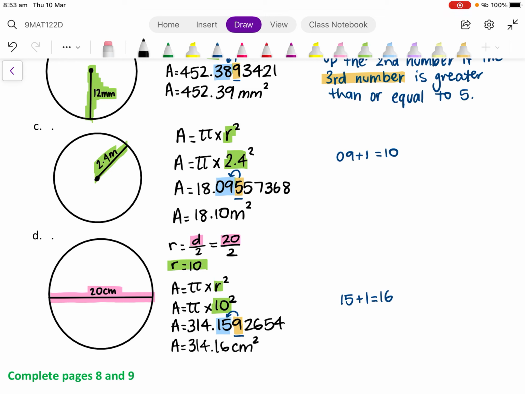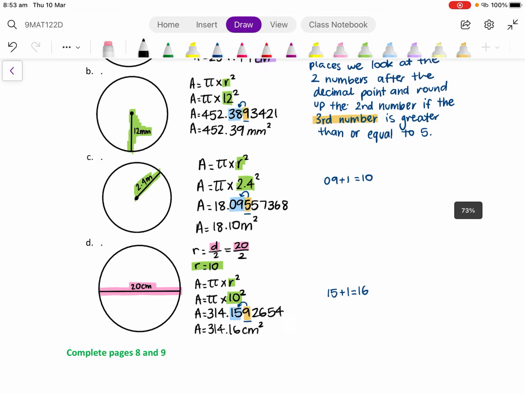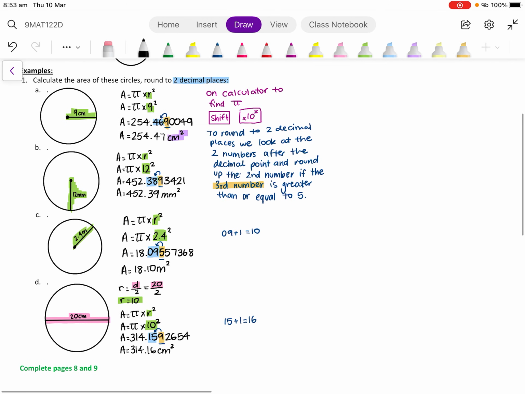What you guys are going to do now is complete pages 8 and 9 of your area, surface area and volume booklet as soon as you have these examples copied down in your book.